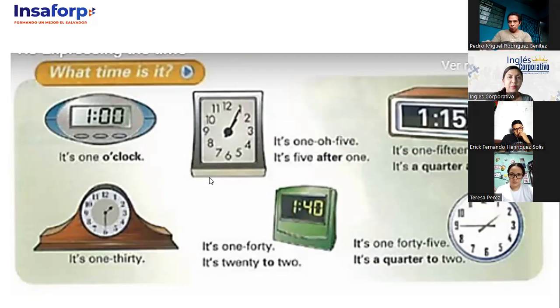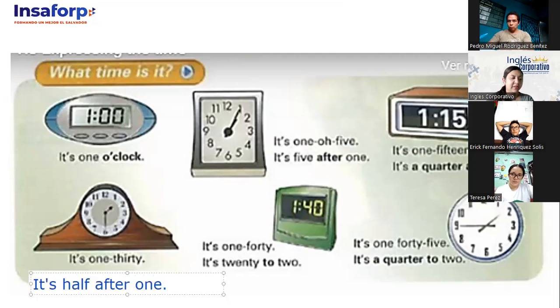Another way to say 1:30 is this. La una y media o la una y treinta. Aquí dice son la una y treinta. Pero hay otra forma también en lo que podemos decir la una y media, que es it's half after one.